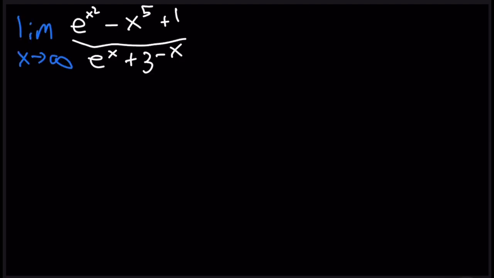All right, another infinite limit here. We have the limit as x approaches infinity of e to the x squared minus x to the 5th plus 1 all over e to the x plus 3 to the negative x. And we can check that this limit has no domain restrictions. So we can then approximate this limit by taking the fastest growing terms in the numerator and the denominator. In the numerator, e to the x squared grows a lot faster than x to the 5th.